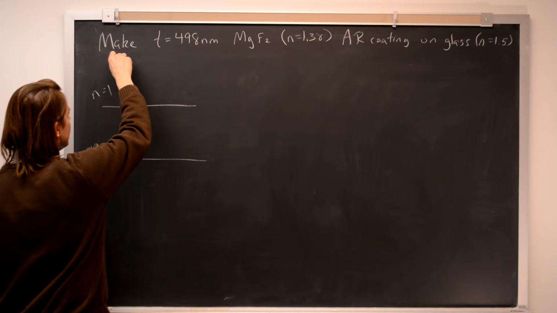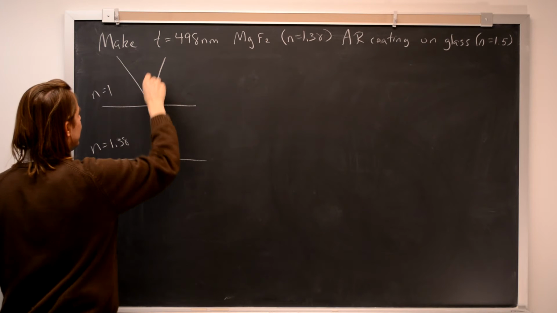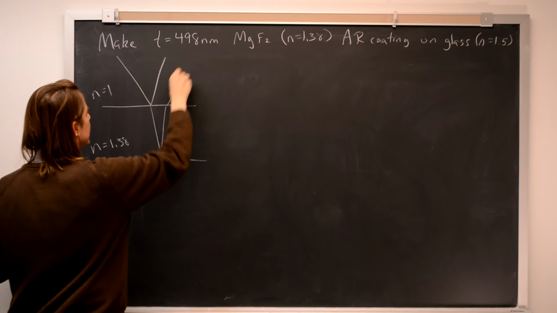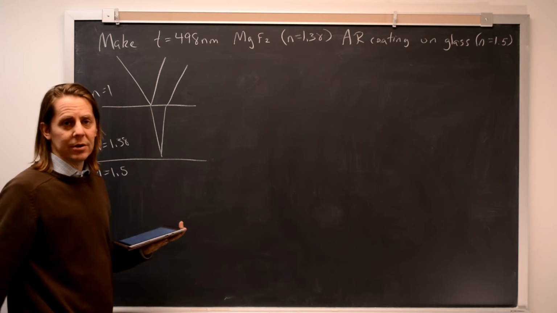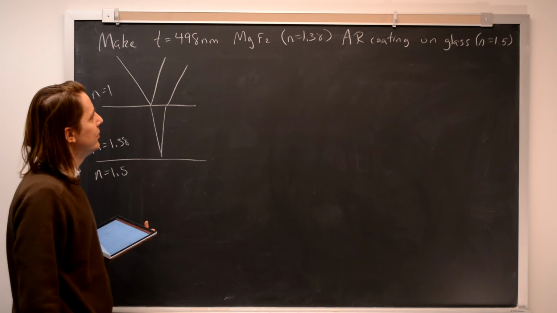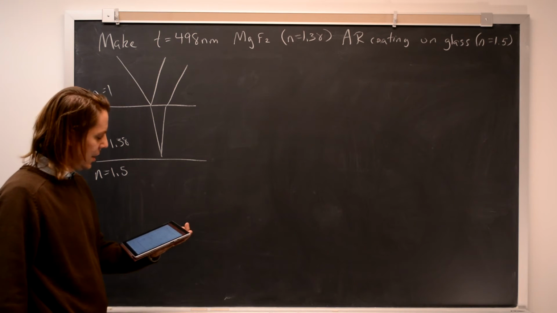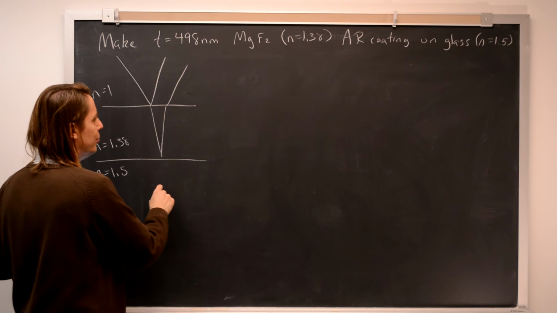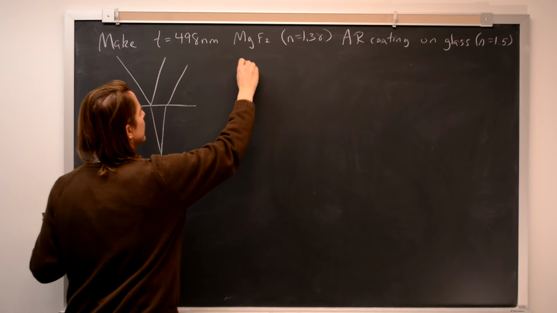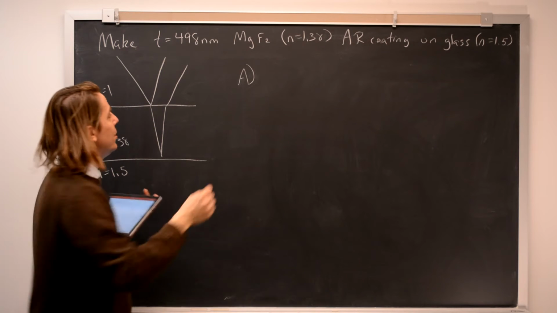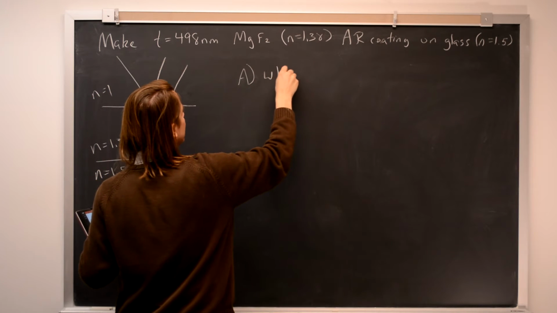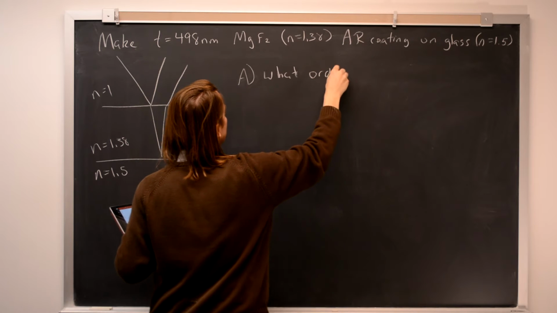And light is going to come in, and some's going to bounce off the top, and some's going to go down and bounce off the bottom of the film. And we want these two to be destructive interference, because that's what keeps you from seeing a reflection. So part A, the question is, I forgot, what was the question? What order is your boss trying to use?